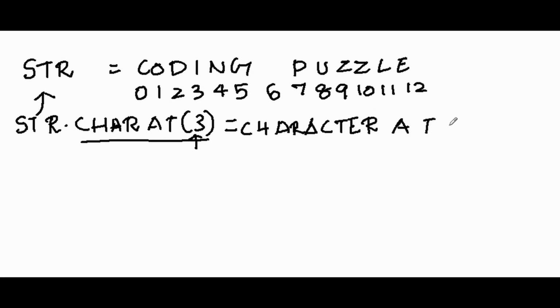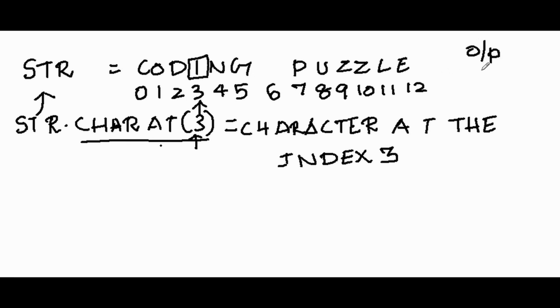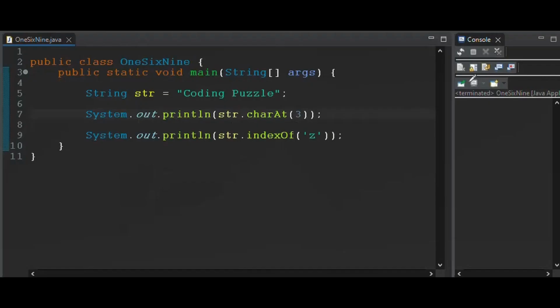at the index 3. So this is the meaning of this particular method. So the character at the index 3. So we are going to the index 3 and then what is the character? It is i. So in the output, the first line will be i. The reason for placing small i is that in the program we have given it as small i only.